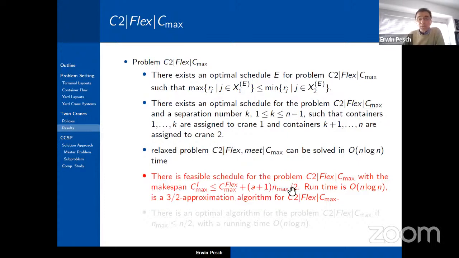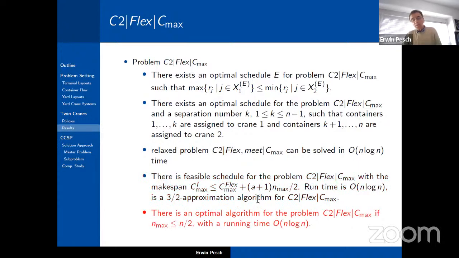If you look at this inequality and you divide it by the optimal makespan of this problem, C max flex, you have a one here, and you divide this part by C max flex. And C max flex is certainly larger than, or at least as big as, the length of the minimum cycle, A plus two times N half. And this is equal to A plus one times N, and N is greater than N max. So you finally have a 3/2 approximation. Okay.